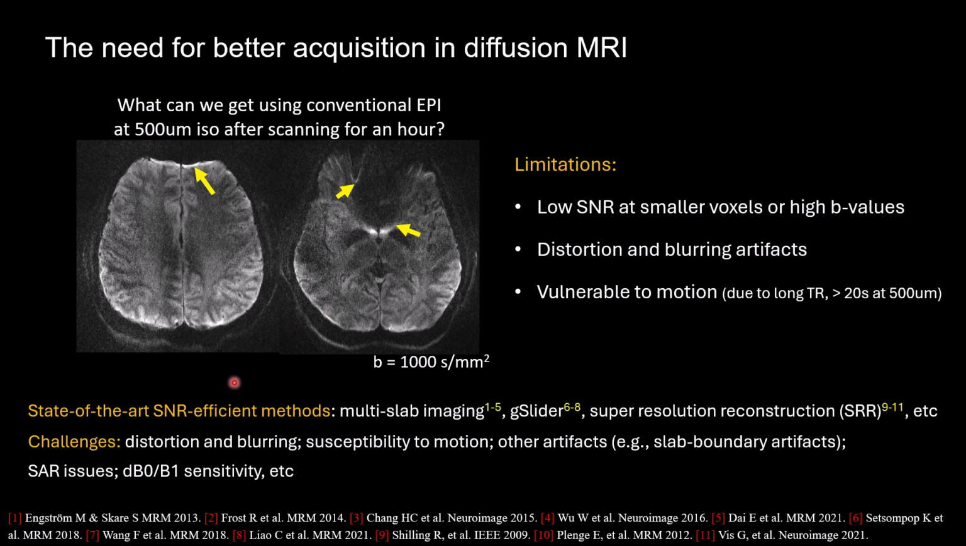There are many alternative methods that have been proposed to improve the SNR, including multi-slab imaging, G-slider, and super resolution. However, they face persistent challenges, including distortion and blurring, and also sensitivity to motion and other artifacts, including slab boundary artifacts, SNR issues, and B0, B1 sensitivity.